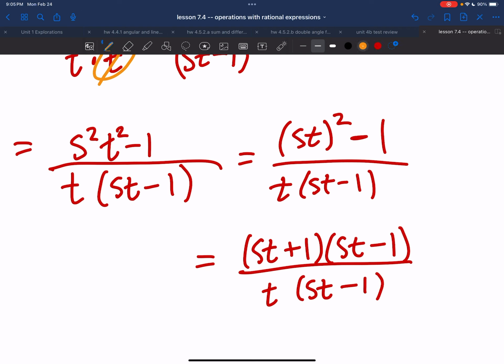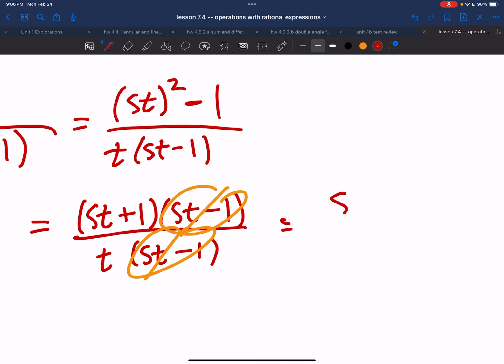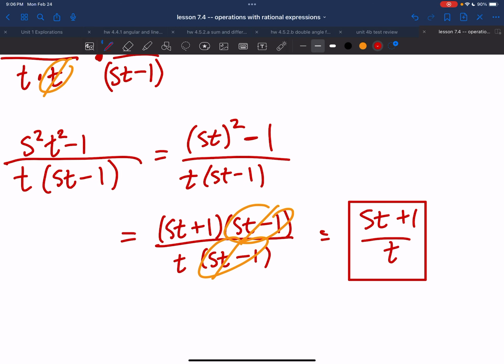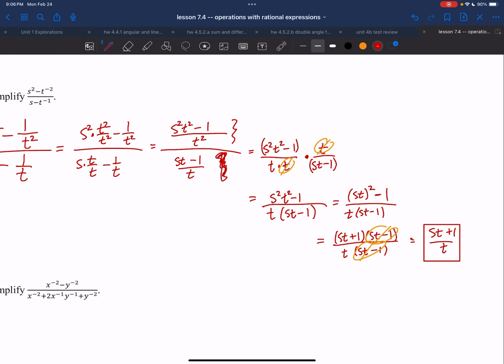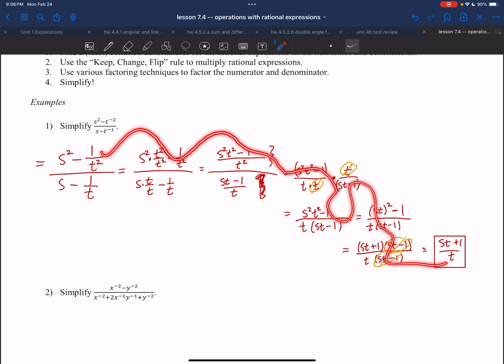So there was a common factor on top and bottom. The st minus 1s cancel, and I am left with st plus 1 over t. Boom. And that is my fully simplified rational expression. Oh my gosh, look at that. Look at the journey. Woo! What a long, just joyous path.